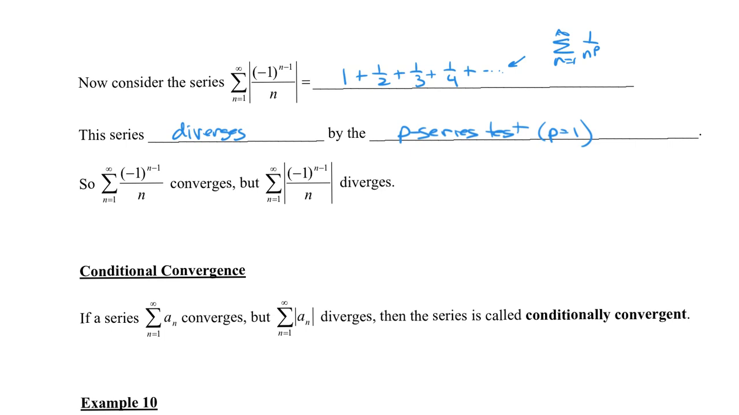So this is said to be conditionally convergent. If a series converges, so the regular series converges, but I wrap it up in absolute values and it diverges, then the series is said to be conditionally convergent. Again, by itself it converges, but when I wrap it up in absolute value, then it diverges. So then it's called conditionally convergent.